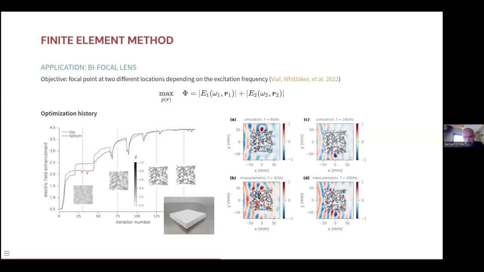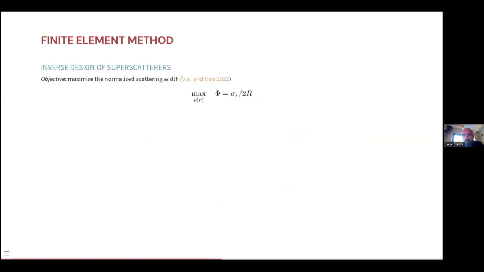And you can see the results are pretty much aligned with the simulation. So you've got focusing at the top of the lens for 9 gigahertz and at the bottom for 10 gigahertz. That was one of the things that we can do with this code.